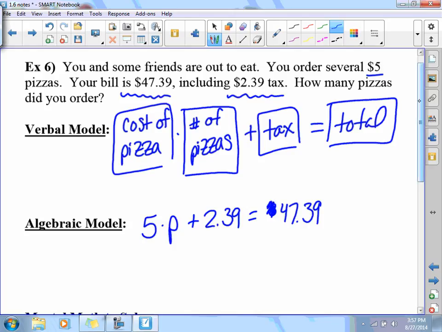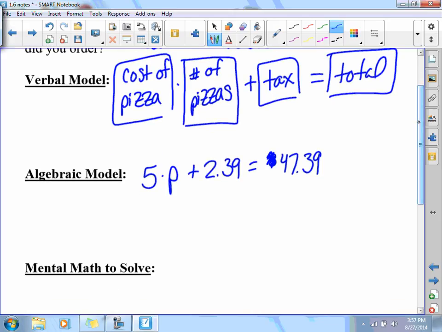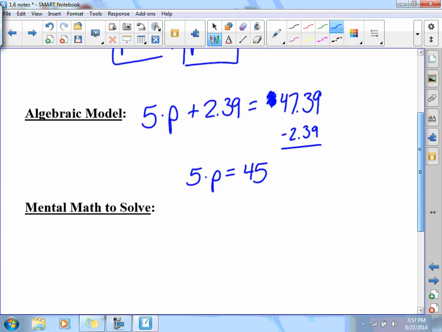Okay? So now, if you were actually going to calculate this, you can still use a little bit of mental math here. If you want to know how many pizzas you bought, you have to know how much you spent on just the pizzas. So we've got to take our total and subtract the tax. We've got to subtract that $2.39 off of there. So after I subtract the tax off of the total, I get $45. That's how much we spent on just the pizzas.